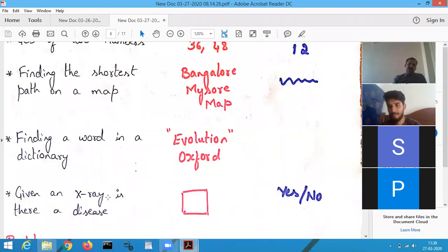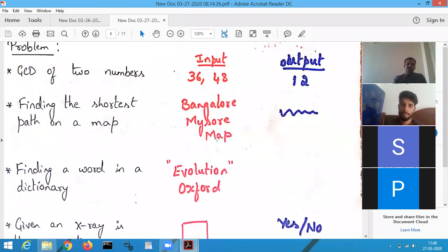Given an X-ray, I want to determine whether there is any disease or not. What is the input to this problem? The input to this problem is actually the X-ray. Now, what is the acceptable output? After looking at the X-ray, the doctor is going to decide, yes, there is a disease, or there is no disease. That means if you take any problem, every problem will have some valid input and acceptable output.